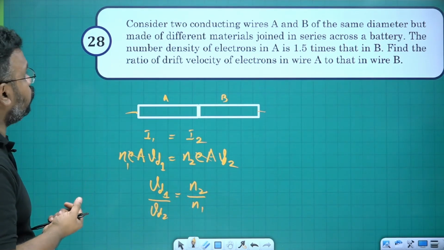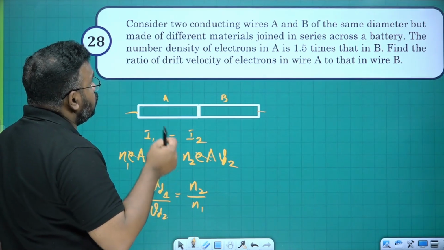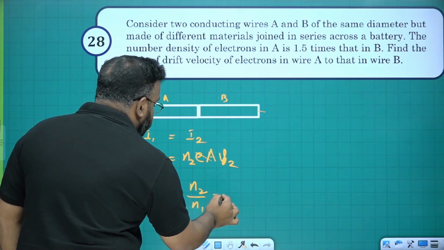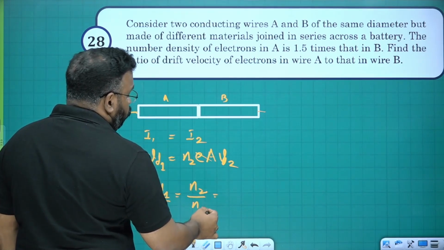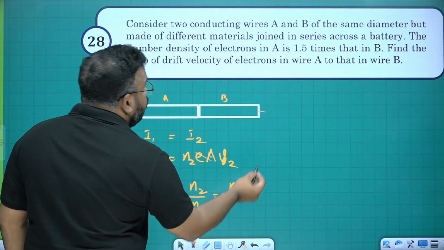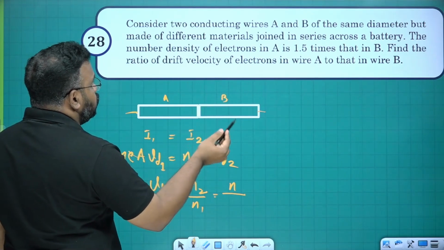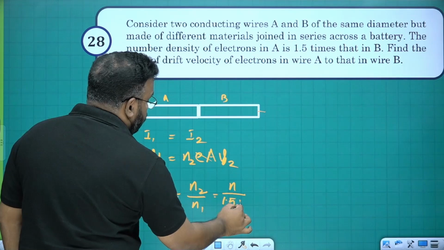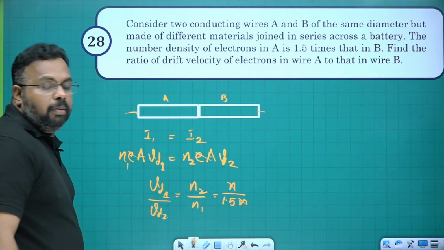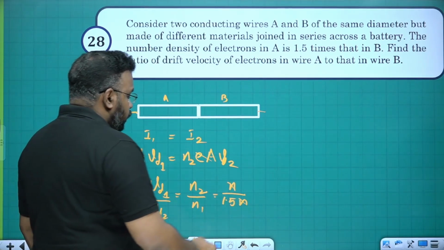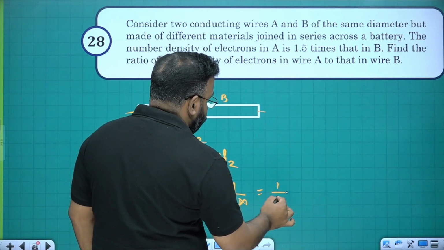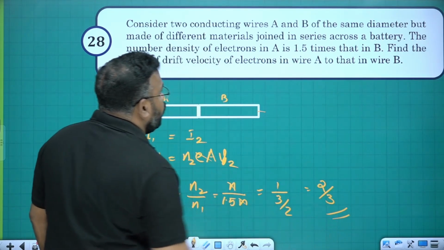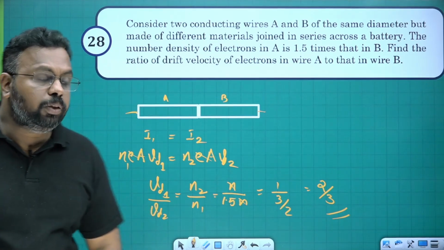The second one is B. For that it is given that the number density of electrons in A is 1.5 times that of B. So if B is N2, taking it as N, then the number density of electrons in A is 1.5 times N. So what is the value? 1 by 1.5, which we can write as 2 by 3. So the answer is 2 by 3. The ratio of drift velocity will be 2 by 3. Easy question. Please don't make mistakes.